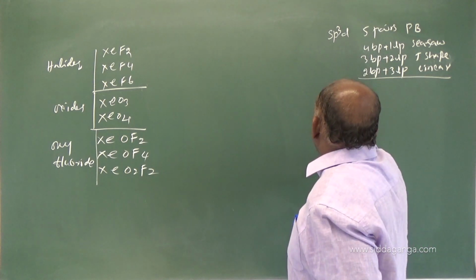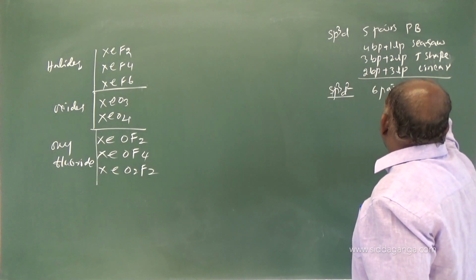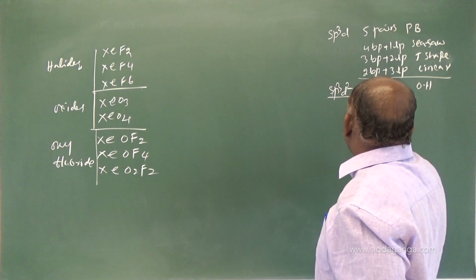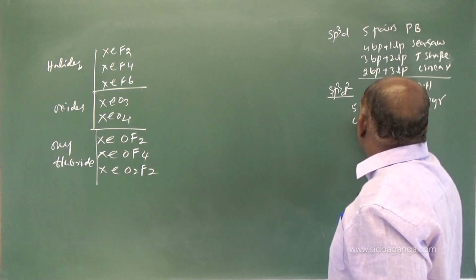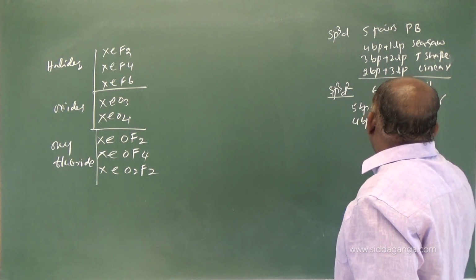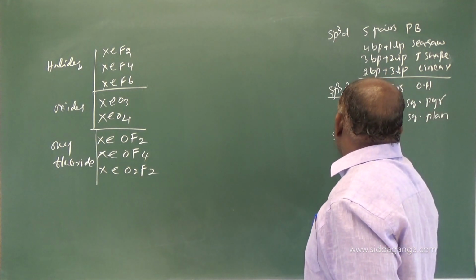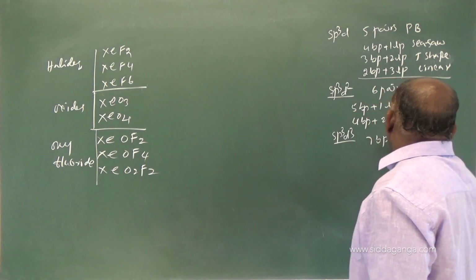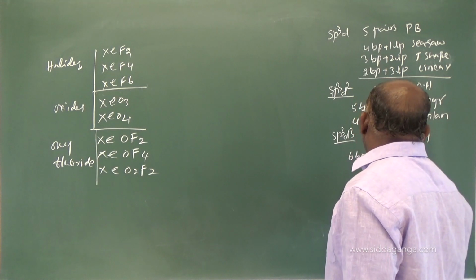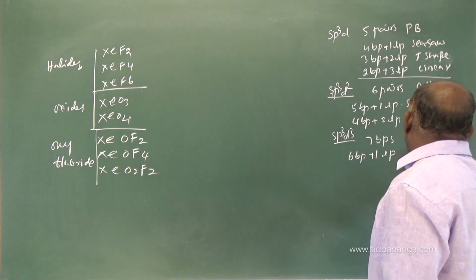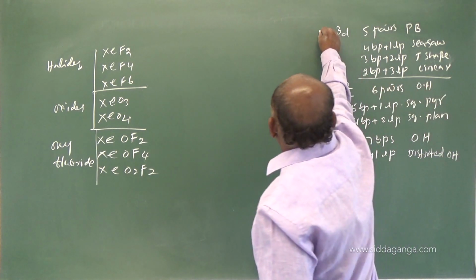Going to sp3d2, 6 pairs, octahedral. Here 5 bond pairs and 1 lone pair is square pyramidal. 4 bond pairs and 2 lone pairs is square planar. Coming to sp3d3, 7 bond pairs, pentagonal bipyramidal. If it is 6 bond pairs plus 1 lone pair, that is distorted octahedral. These points are very important.